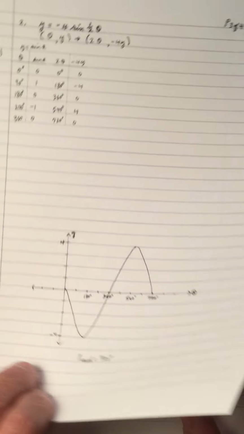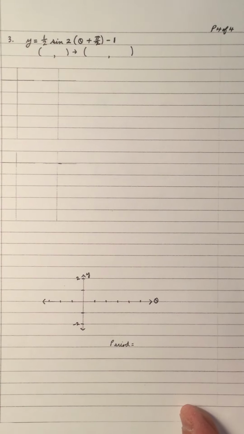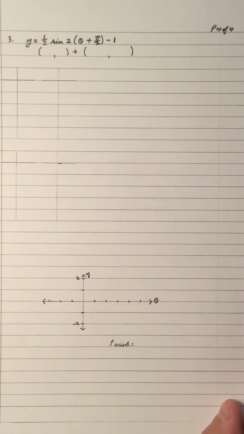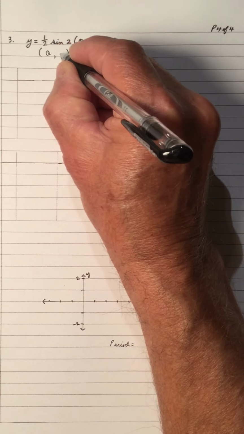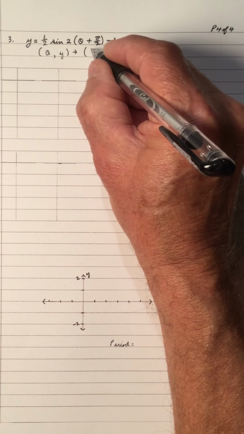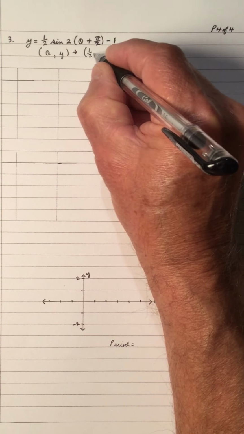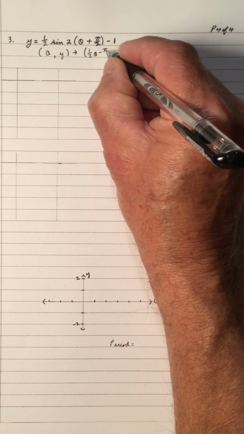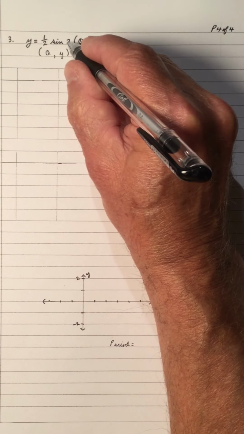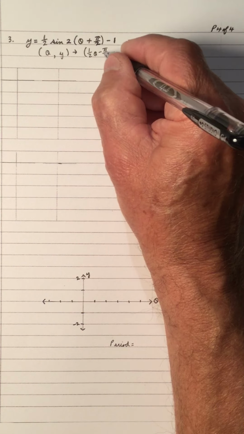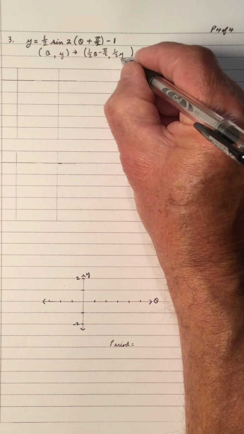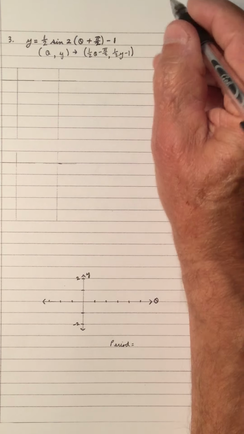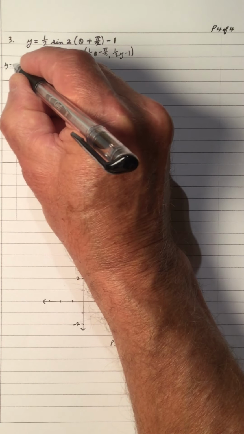Okay, let's have a look at one more. Y equals a half sine 2 times theta plus pi over 2 minus 1. So we have a theta and a y. So the mapping rule is theta is a half theta minus pi over 2. We get the reciprocal of 2, which is a half, and the opposite of pi over 2, negative pi over 2. And the y is a half times y minus 1. And again, we go y equals sine theta.